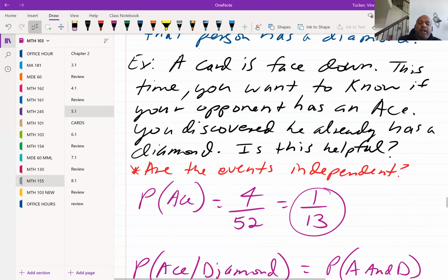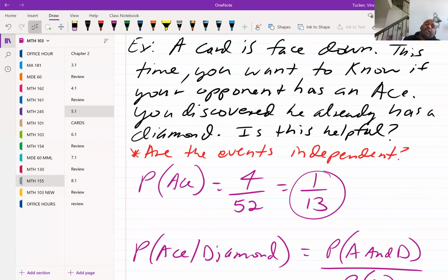All right. Now I want to know the probability of getting an ace, given that you know your opponent has a diamond. So given that he has a diamond.